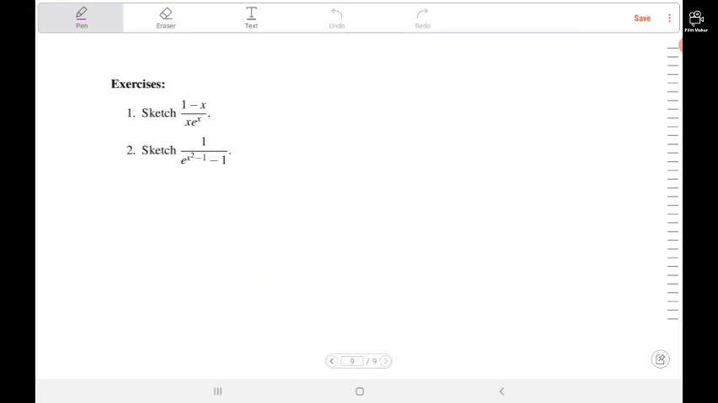Now I'd like to leave you with a couple of exercises for some practice at this. So I've got 2 functions here that I'd like you to try and sketch using a similar process by figuring out all of the information that you can about the function and then trying to draw an idea of what it looks like. You can, of course, use Desmos to check that your answer is comparable to the function itself.